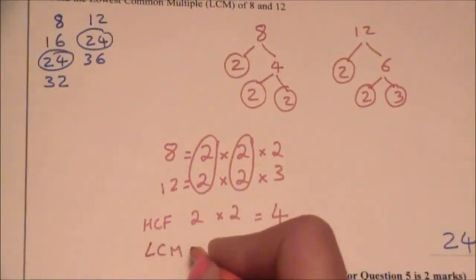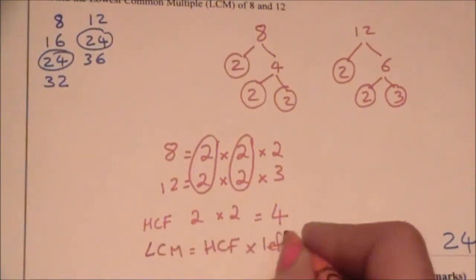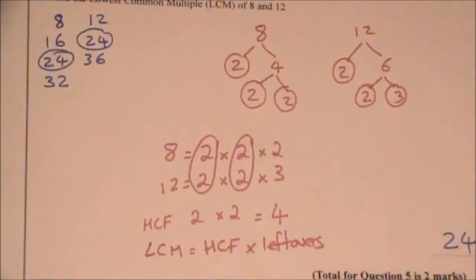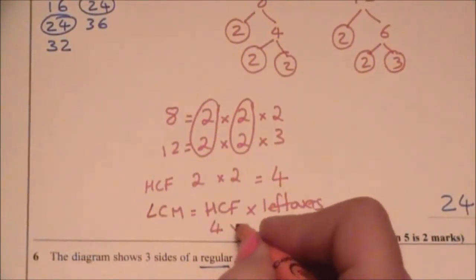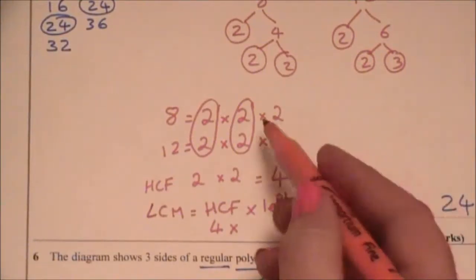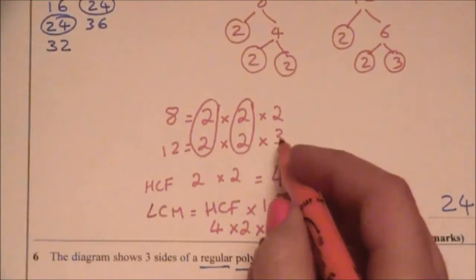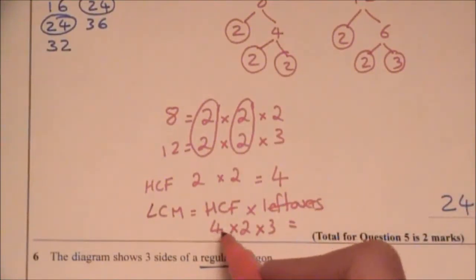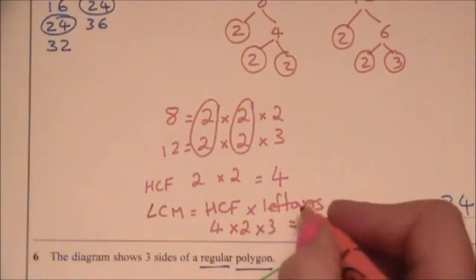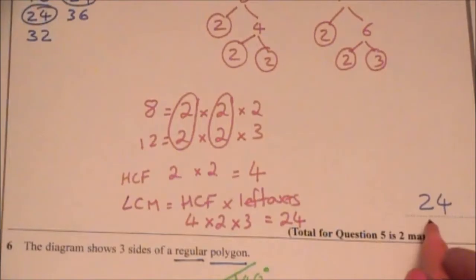Lowest common multiple is actually the HCF times by the leftovers. And we found the HCF to be 4. Our leftovers are that 2, which hasn't been used, and that 3, which hasn't been used. So that'll give me 4 times 2 is 8. 8 times 3 is 24. That then gives me the same answer.